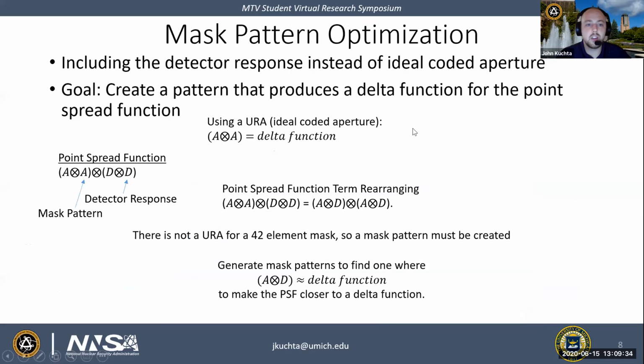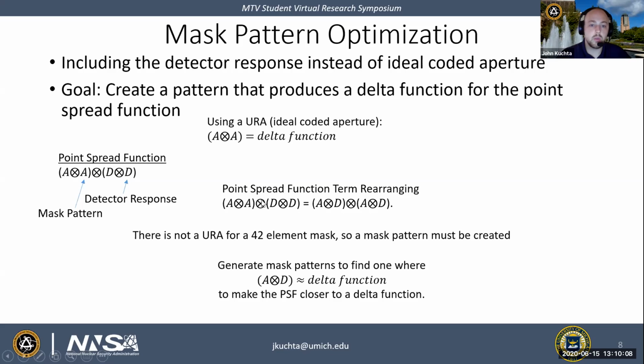So since we don't have a URA pattern for the 42 element mask, an ideal coded aperture, you're looking at just this element right here. So you're just looking at the periodic autocorrelation of the mask pattern, A cross A. And if it's a URA pattern, you're going to get a delta function. And that's great for ideal coded aperture, because then you're having a delta function, the periodic cross correlation with this detector response autocorrelation. However, since we don't have a URA pattern for this 42 element mask, we want to rearrange this point spread function so we actually look at the detector response.